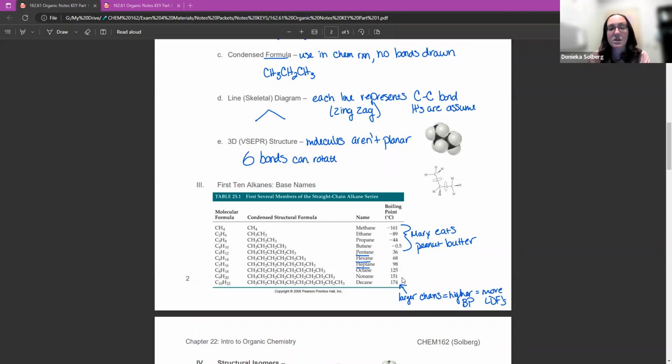So if you think back to 161, the things that affect boiling points for covalent molecules is London dispersion forces, because these are all non-polar molecules. Okay. So London dispersion forces are the only things that attract them together. The bigger the molecule, the more polarizable. That means that those electrons can shift around and give you some charges, and then they can attract. So the larger the molecule, the more London dispersion forces, and the higher the boiling point. And this is true for all of our long chain alkanes.